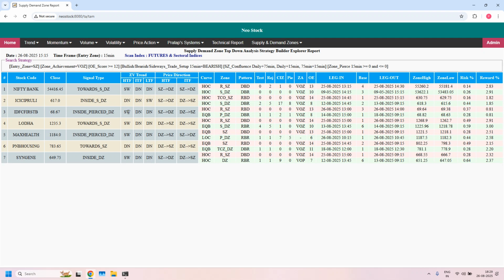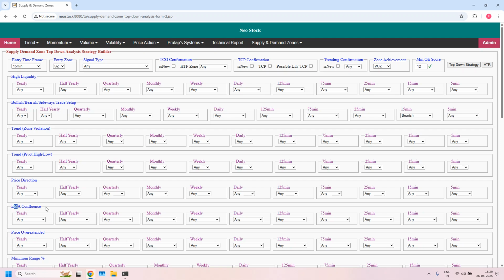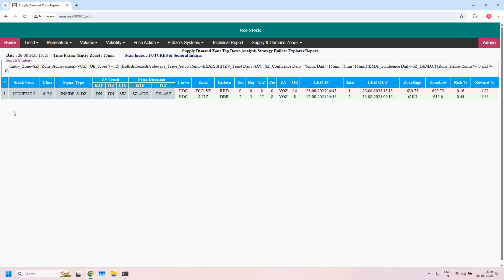And daily trend is down in only 2 stocks. Let's verify. In those 2 stocks, any daily supply zone having daily EMA confluence. Daily supply zone with daily EMA. At the same time, trend on the daily should not be sideways. It can be downtrend because it is bearish trade setup. So one stock is filtered. That way, this 15-minute supply zone might be having more high probability to get success, provided less than 20 checklist items are satisfied. Otherwise, there are higher chances of zone violation.